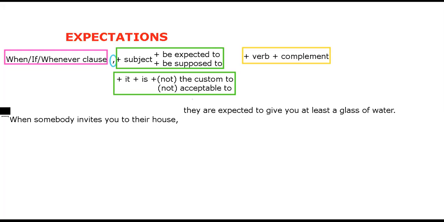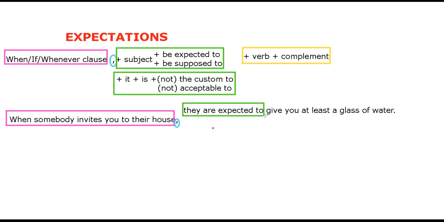So like I said before, we have the first part here, which is the when clause. Okay, there we go. The when clause is right there. And then of course we have the comma that separates the two ideas, right? After that, we have the subject plus the expected to, in this case it's they. And finally, we have the verb plus the complement.